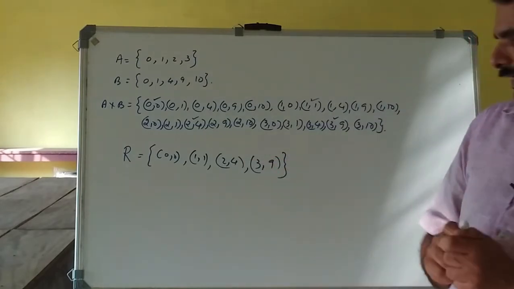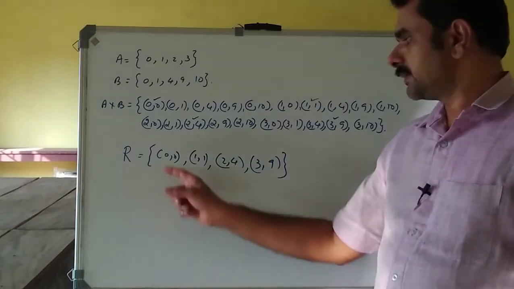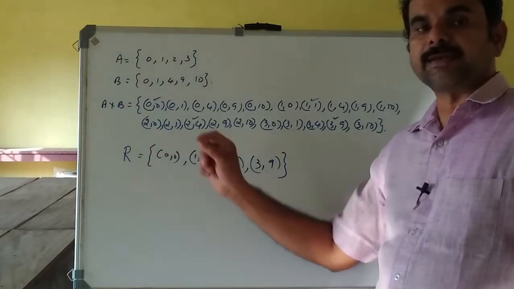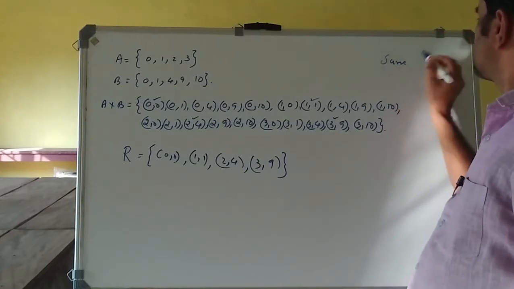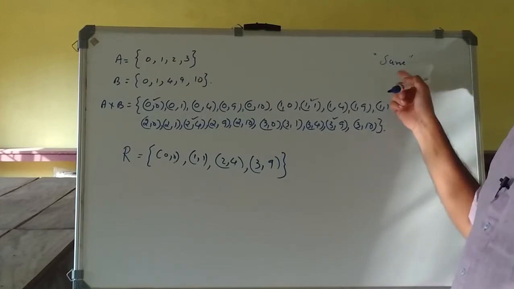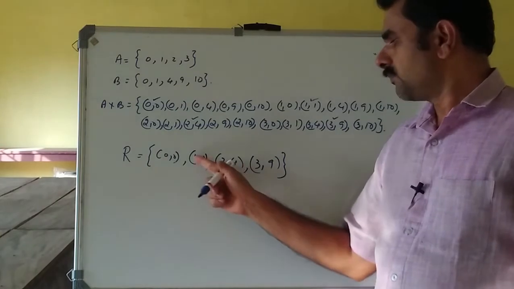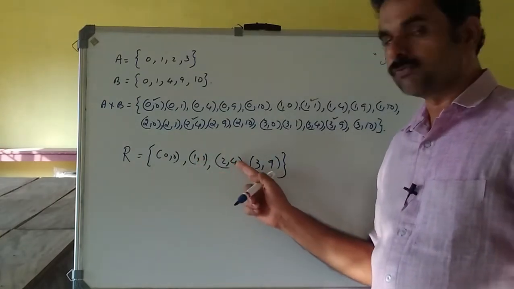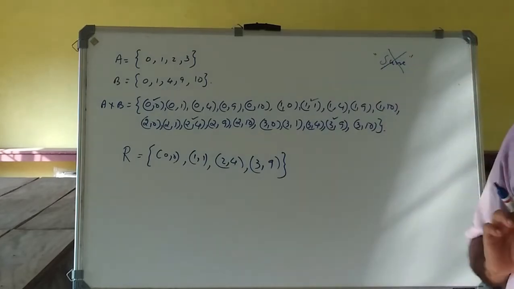Can you identify any relationship between these two numbers? Here (0,0), they are same, or equal. Suppose this is a relation, equal or same. (0,0) same, (1,1) same, (2,4) are they same? No. So this is not the relation.